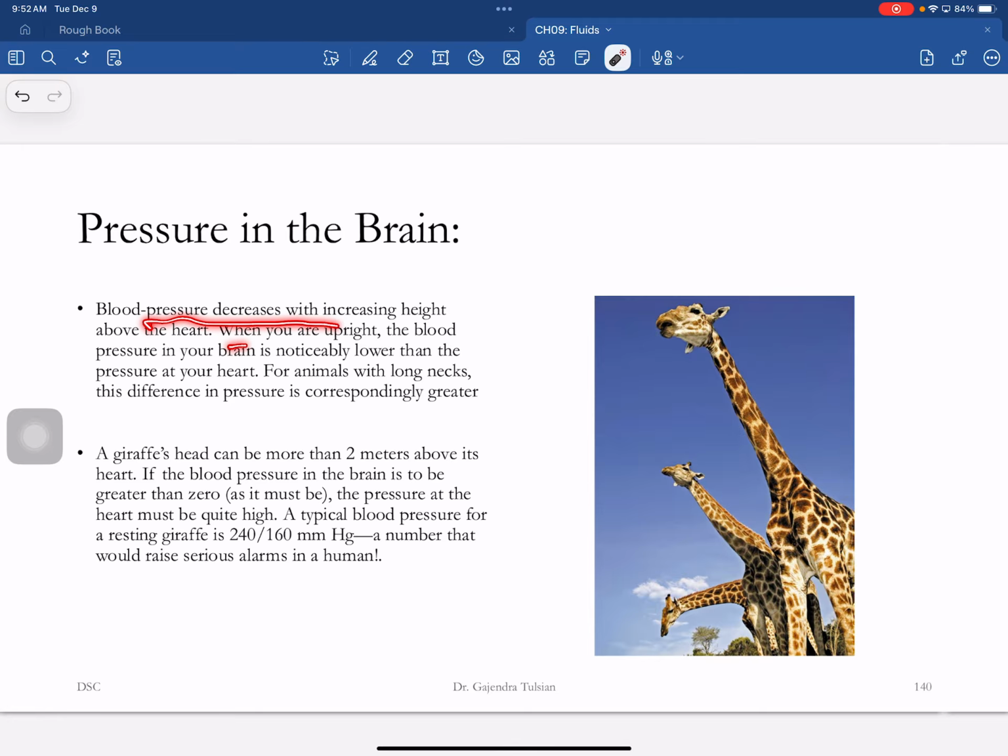So blood pressure decreases with increasing height above the heart. When you're upright, the blood pressure in your brain is noticeably lower than the pressure at your heart. For animals with long necks, this difference in pressure is correspondingly greater. A giraffe's head can be 2 meters above its heart. 2 meters is 6 feet 9 inches, so almost as tall as a tall person.